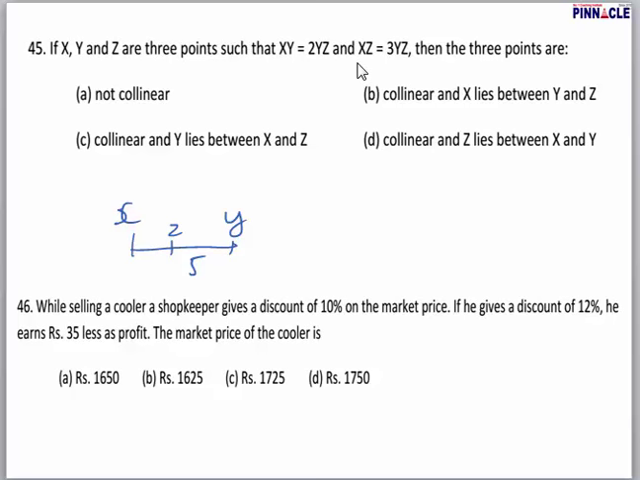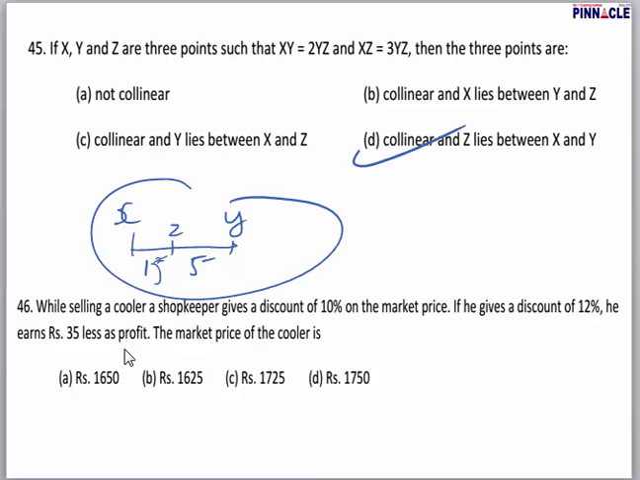XZ is 3 times YZ. XZ is 15, YZ is 5. We have taken this value so that we can reach a conclusion. If this is 5, then it will be 15. If this is 1, this will be 3. If this is 10, this will be 30. It means these points are collinear, and Z lies between X and Y. You can say the answer is D.